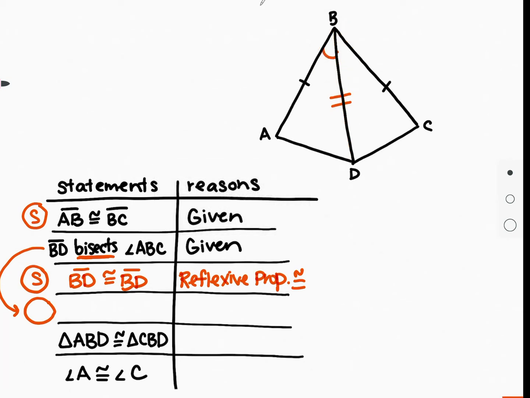So with BD being a bisector, I would be able to say that this angle B and this angle B are congruent to each other. That's what it means to bisect. So this one gave me congruent angles, I guess because it was an angle bisector, right?